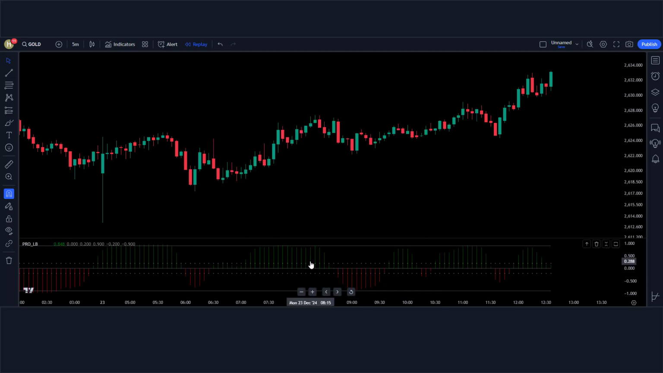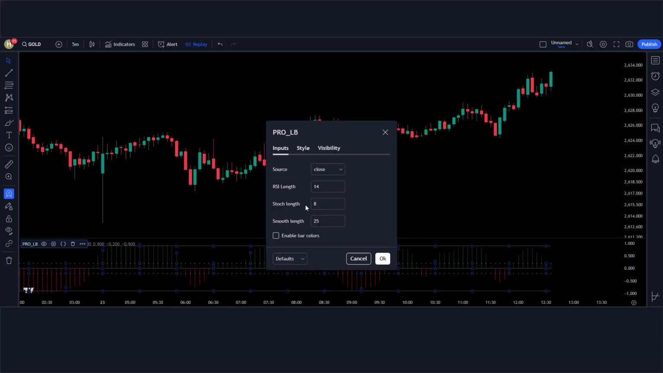Let's change the settings of the indicator. RSI length 40. Stock length 16. Smooth length 22.